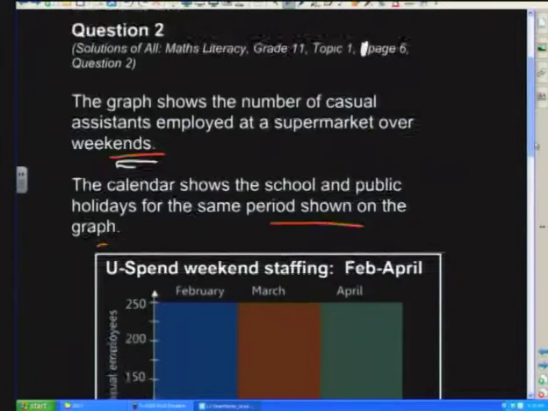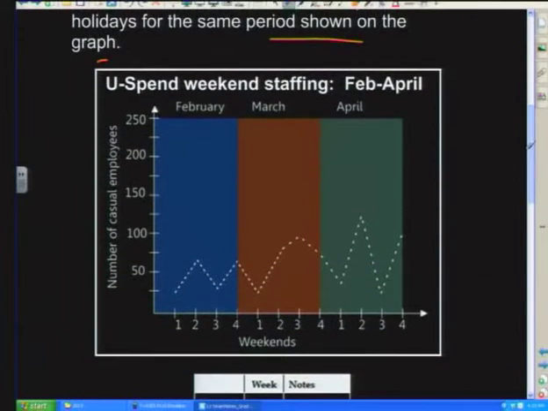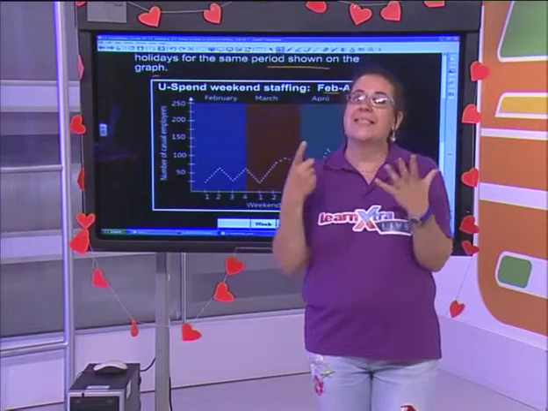So first of all, we're going to look at our graph. So this is weekend staffing from February to April. And it doesn't tell us which year. We've got the number of casual employees, and you can see that goes from 50 to 250, and we've got the weekends. Now, we're only looking at the weekends. So if I now look at this graph, February has 4 weekends, right? And then March has 4 weekends, and April has 4 weekends. So we're looking at only the weekends. So it's important to actually understand the graph.